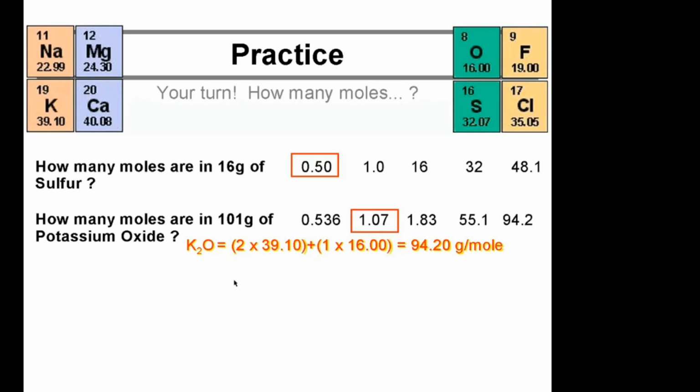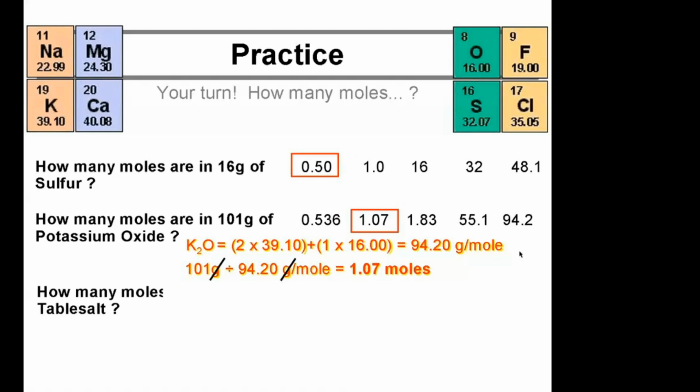But if you want to calculate the whole thing out, 2 times 39.1 for K2, 1 oxygen, 94.20, and the rest is fairly simple. 101 divided by 94.2 gives you 1.07. All right. Lots of fun. Let's try another one here. Now the grams, of course, cancel out, and you're left with moles as a unit. Okay, how many moles are in 7.50 grams of table salt?